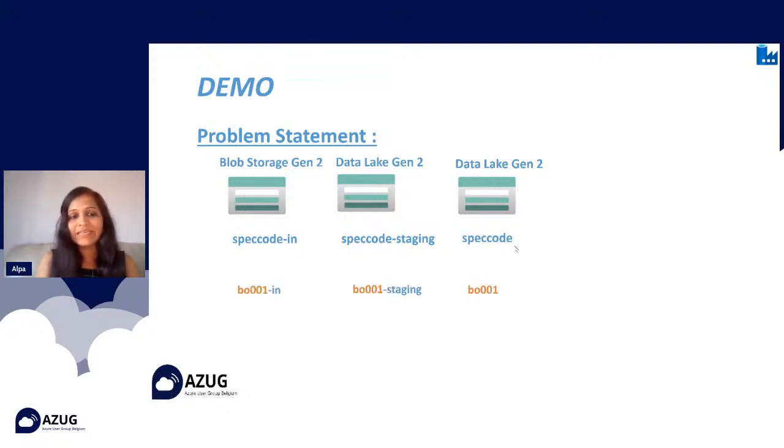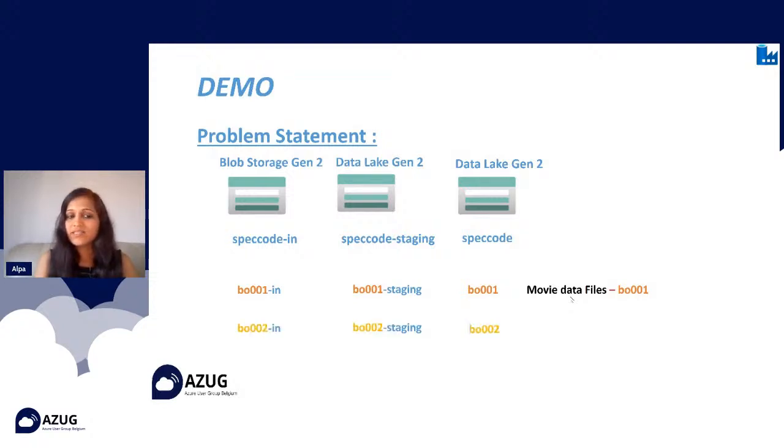They provided three business outcomes. This is my first business outcome, so its name is BO001 dash in. Here is BO001 dash staging, and here is the original spec code, BO001. This business outcome is specifically related to movie data files. So in this blob container, they have files related to one business outcome, the movie data files.